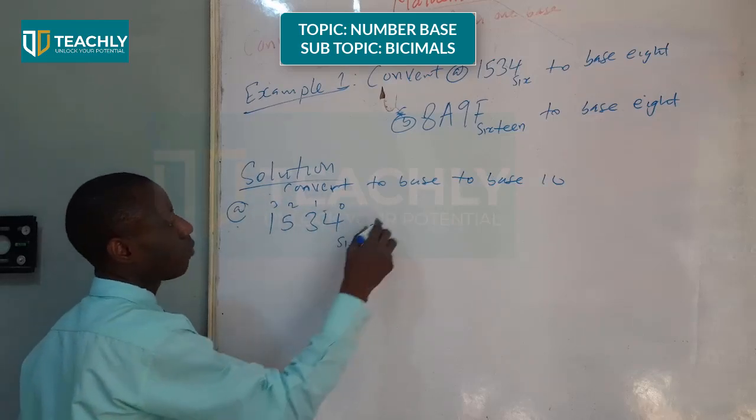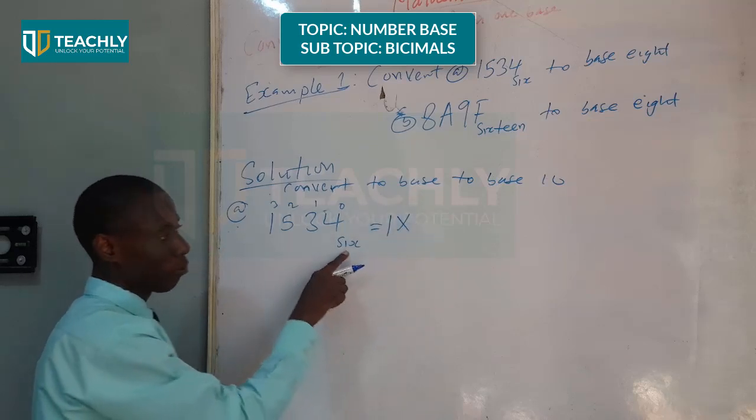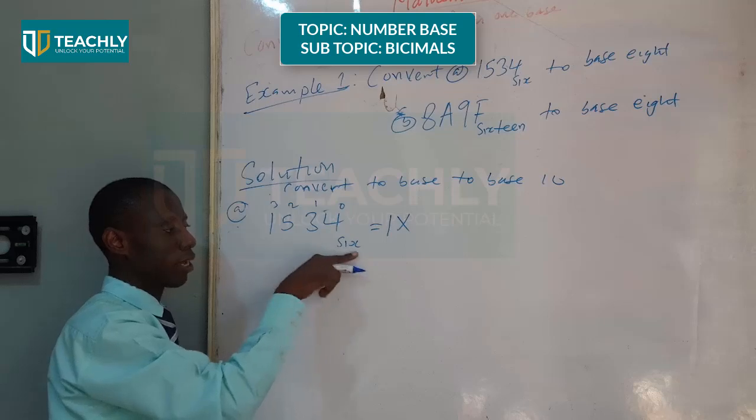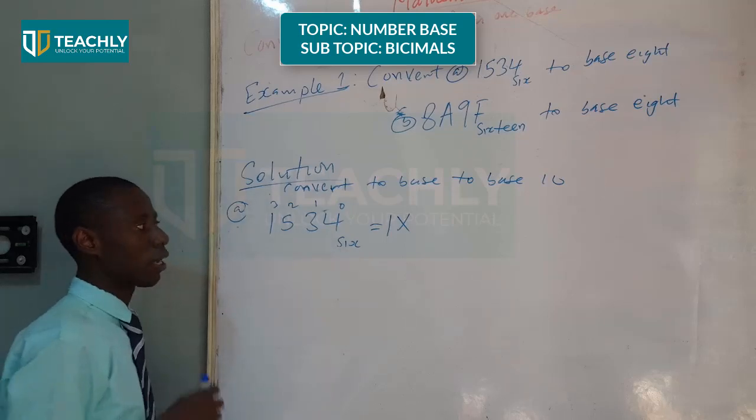So the first number here will be 1 times what? Don't forget the base in which it is being expressed. You are going to raise it to a power on the base. We've done that one before. We are converting to base 10.